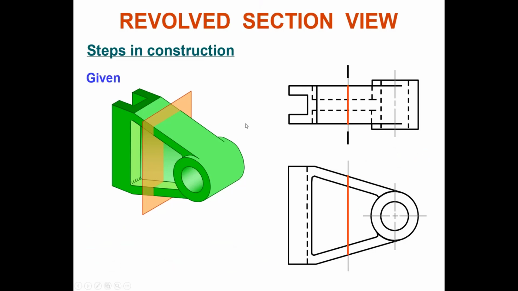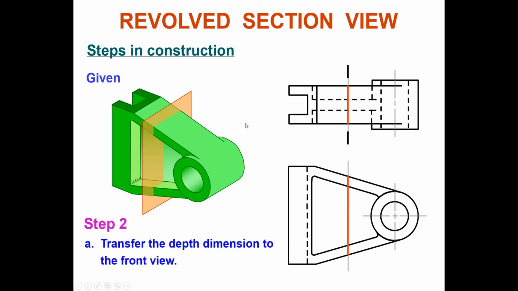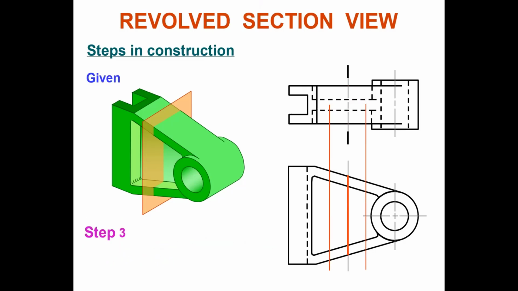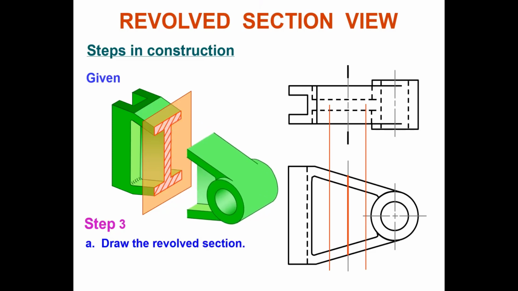Then you do step 2, transfer the depth dimension to the front view. It means you rotate 90 degrees to see the cross section, then you transfer to the front view. Then you draw the revolve sectioning, like that. Then you add section lines.